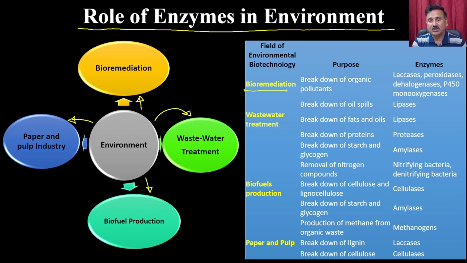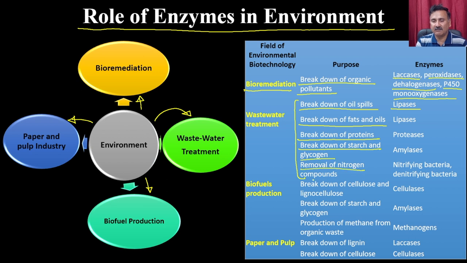When we talk about bioremediation, you can have the breakdown of organic pollutants and the breakdown of oil spillages. This is done by different types of enzymes such as laccases, peroxidases, dehydrogenases, P450 monooxygenases and so on, and the breakdown of oil spillages is done by lipases. In wastewater treatment, you can have the breakdown of fats and oils, proteins, starch and glycogen, and the removal of nitrogenous compounds, all catalyzed by different enzymes such as lipases, proteases, amylases, and nitrifying or denitrifying bacteria.